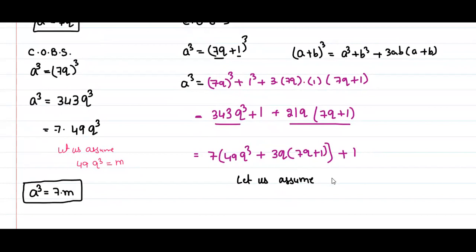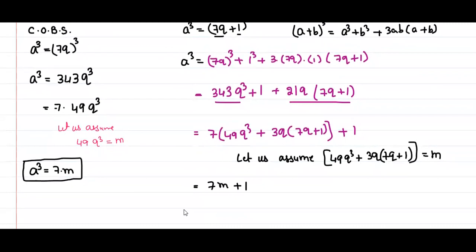Now let us assume 49q cube plus 3q into 7q plus 1 is equal to m. Then what do you get? 7 into this whole term is m, plus this 1. So the total value is a cube equals 7m plus 1.